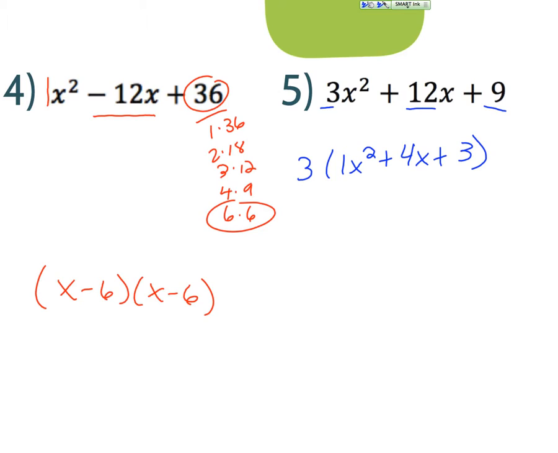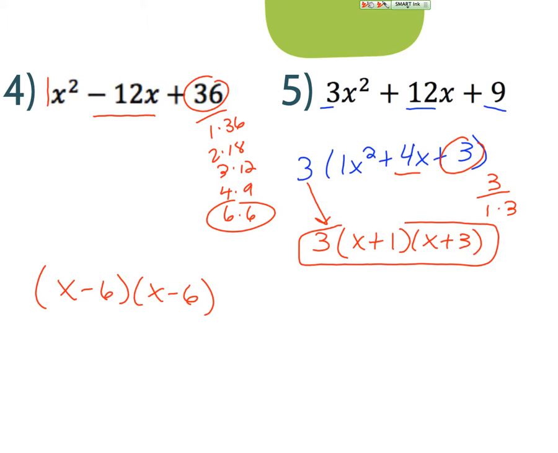Once again, now that I'm at this point, I can just go ahead and do my quick factoring, my factors of 3 that add up to 4. Well, that's 1 and 3. So I've got x plus 1 and x plus 3. Don't forget to bring that 3 that you took out right away.